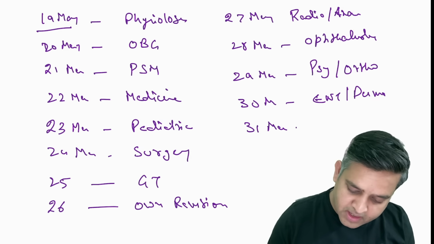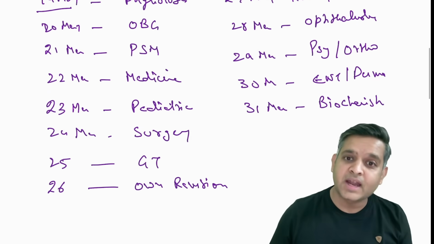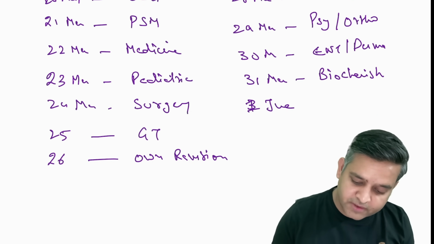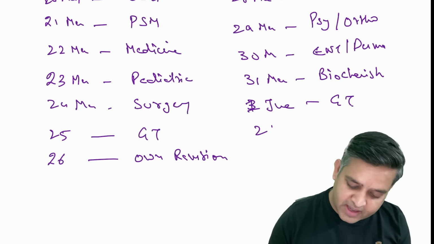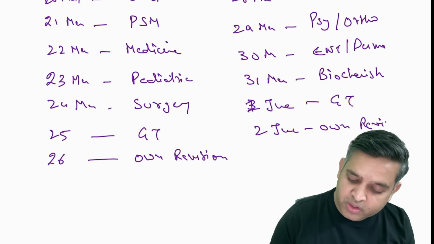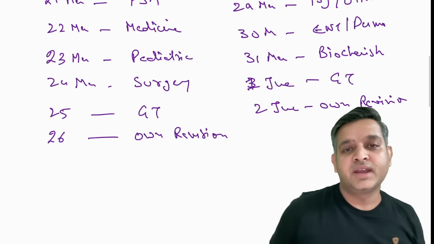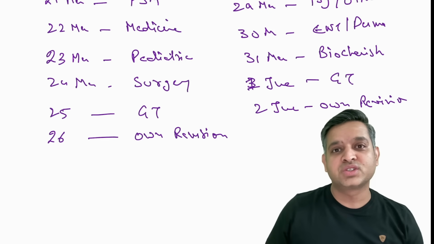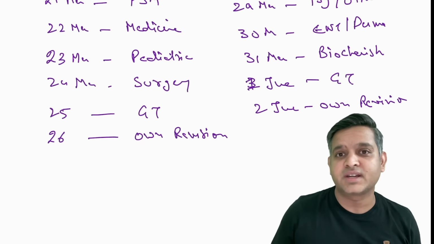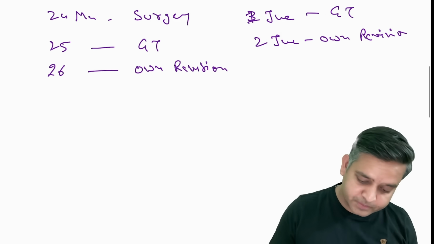31st May, I'm gonna cover biochemistry, right? Biochemistry. And then 1st June, I'm going to write a GT, and 2nd June is your own day, your own revision time. 2nd June is also a time when the NBE will announce the city center in which city you have your exam. So if you have a center in another city, you can plan your travel and so on, right?